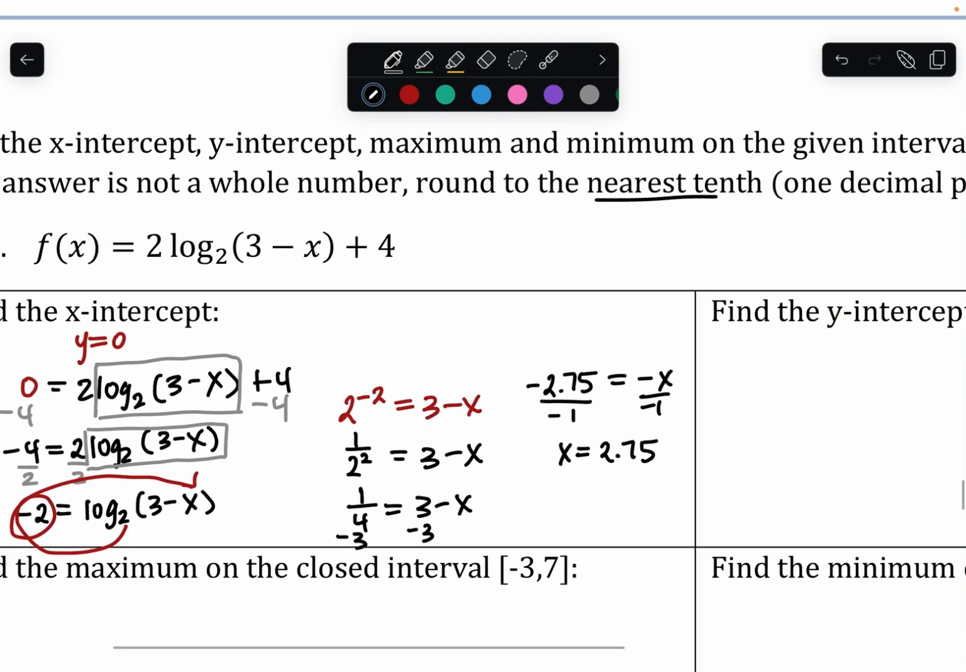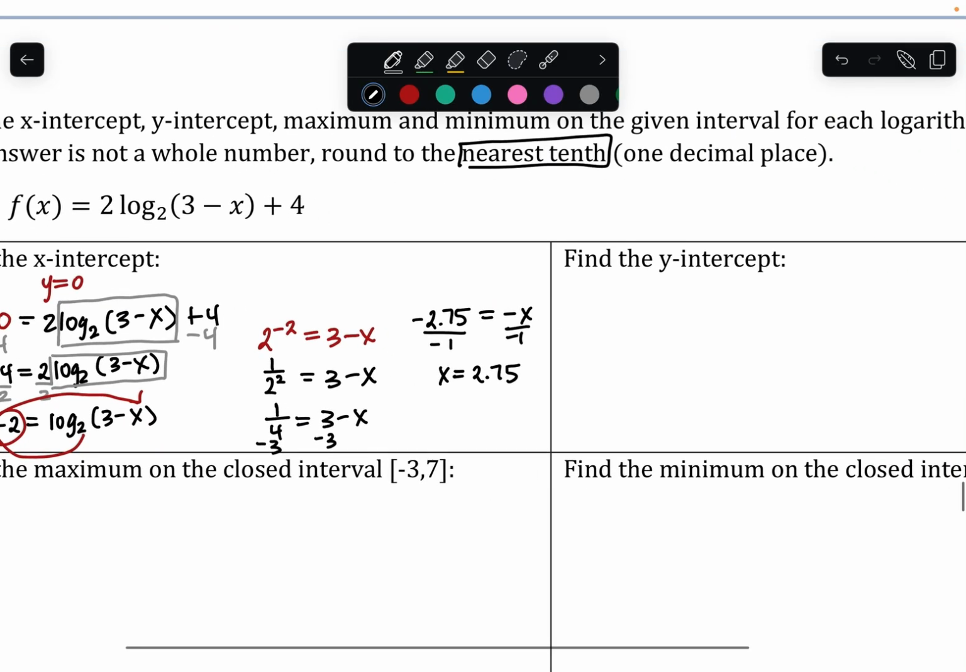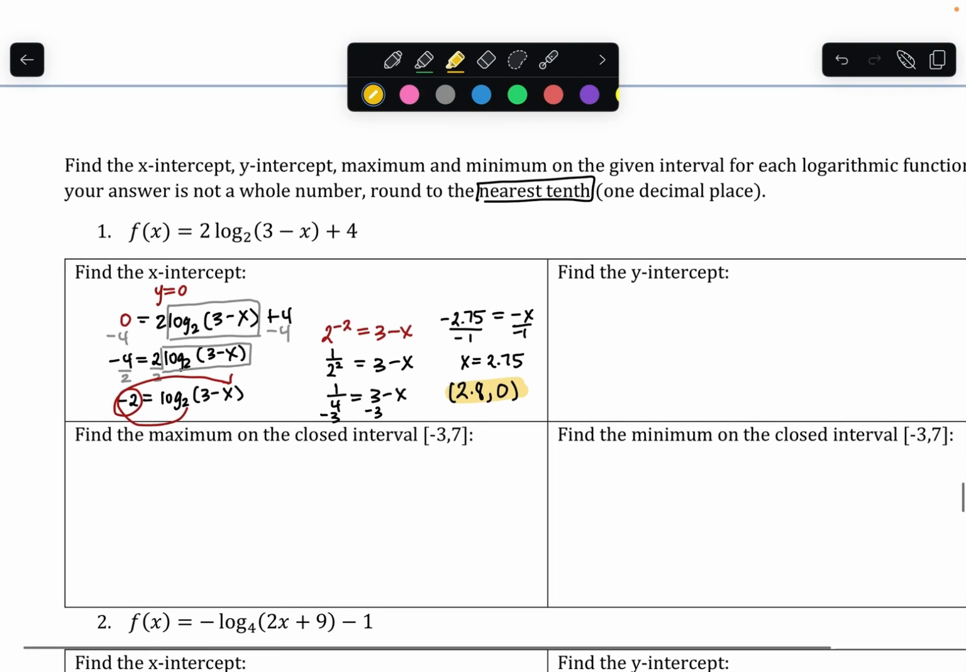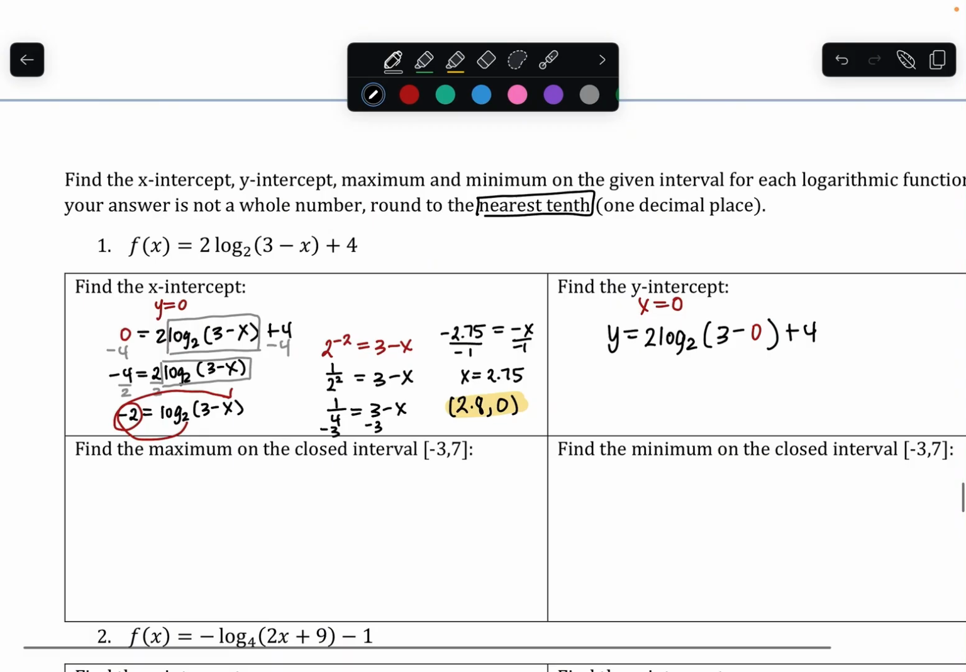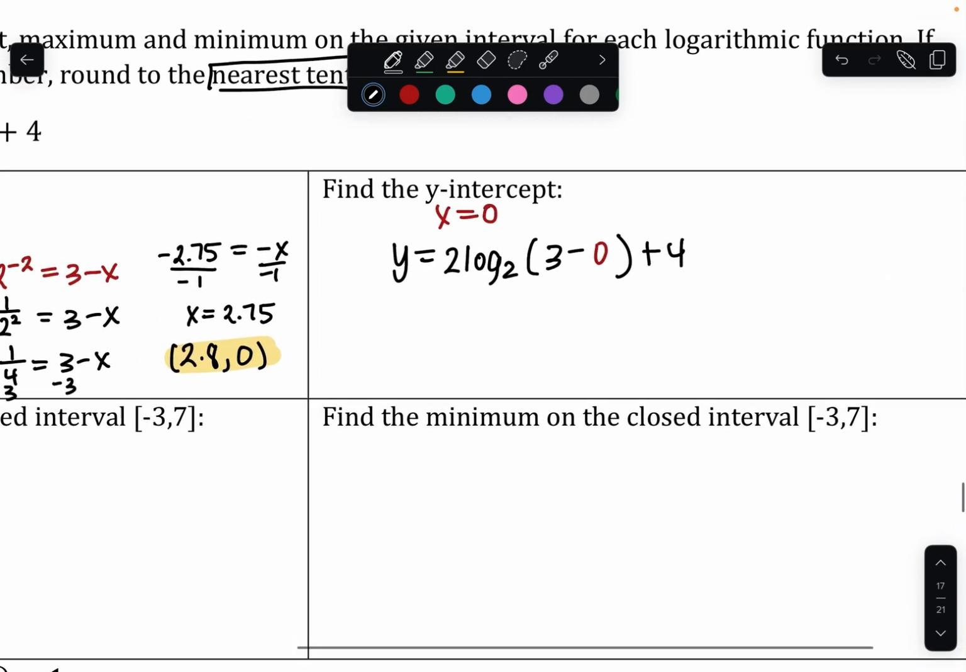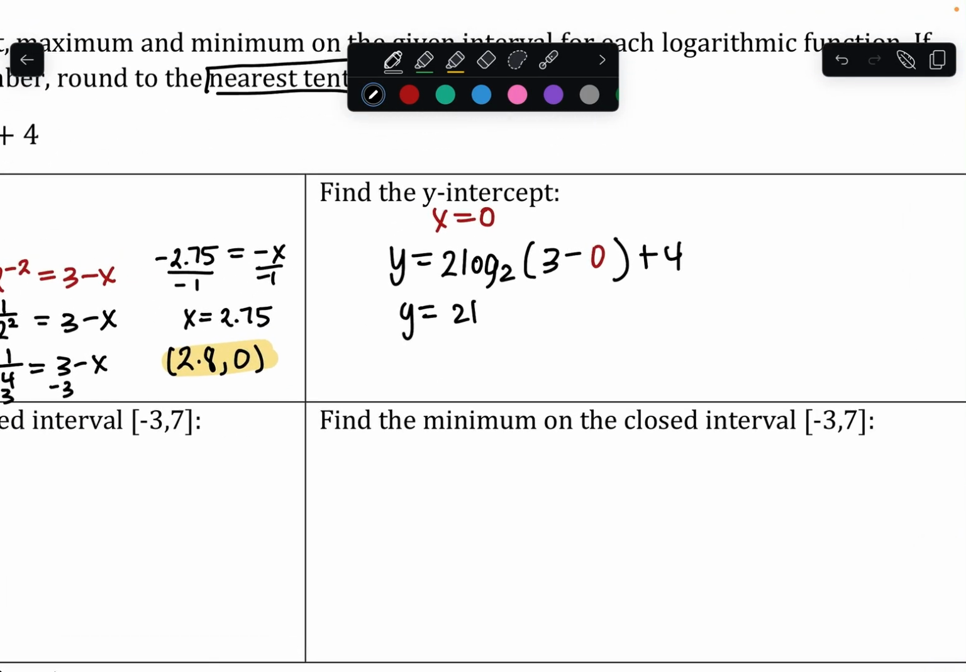It does say round to the nearest tenth, even though this is a nice decimal, and so I'm going to follow those directions. And so we would say (2.8, 0). I don't like that, but following directions. Okay, for the y-intercept, we're plugging in x equals 0. So that gives me y equals 2 log base 2 of (3 minus 0) plus 4. Just grabbing the original equation. Of course, 3 minus 0 is 3.